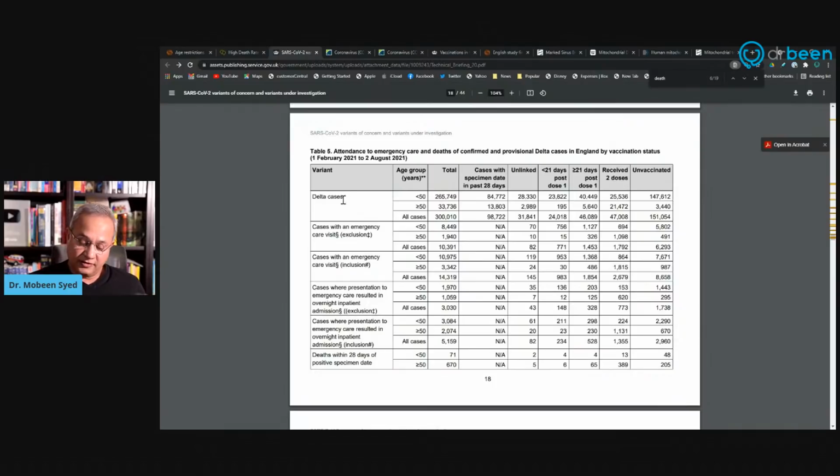So for example, here, if you see Delta cases, greater than 50 years of age, greater than 21 days post 2 doses, or received 2 doses, 21,000 cases, unvaccinated 3,440 cases, greater than 50 years, lesser than 50 years, 147,000 cases. And then there are deaths within 28 days of positive specimen data. And if you see here, received 2 doses, 389 versus 205.